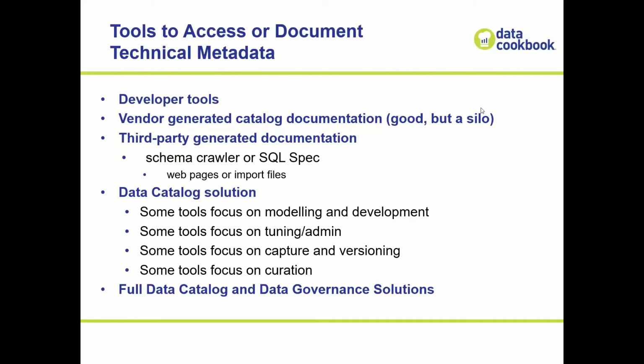Another thing you might get is vendor-generated catalog documentation. If you have a vendor, either an application type vendor or a technology or database type vendor, and they provide a way to generate documentation or provide documentation, that's really useful. But it can create that siloed information, and oftentimes it might not be complete enough. It might be very functionally driven.